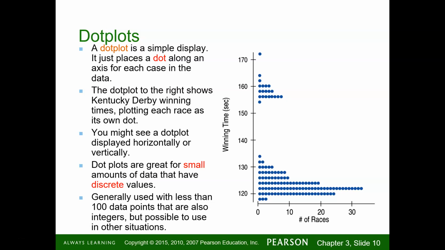A dot plot is a simple display that just places a dot along an axis for each case in the data. The dot plot to the right shows the Kentucky Derby winning times, plotting each race as its own dot. You can see a dot plot displayed horizontally or vertically. This one's horizontal. Most of them will be vertical. Dot plots are great for small amounts of data that have discrete values, usually just whole numbers, and no more than about 100 data points.